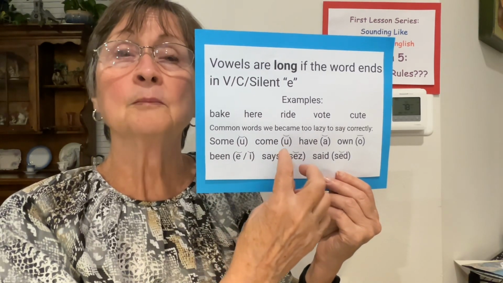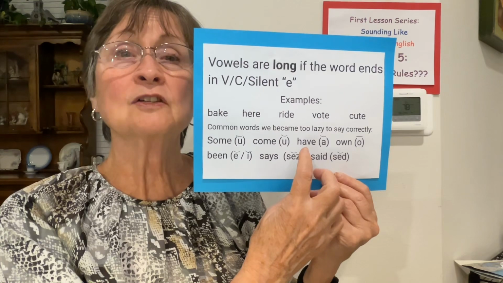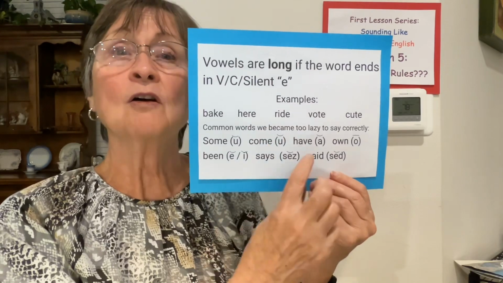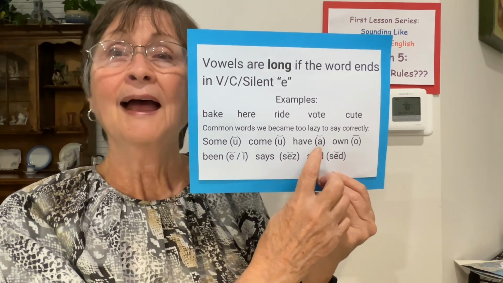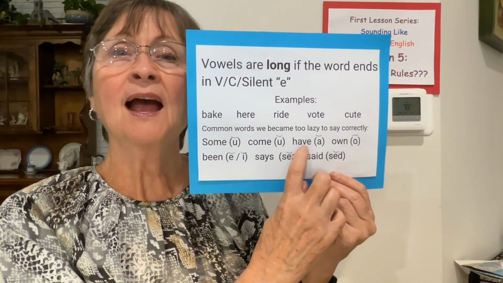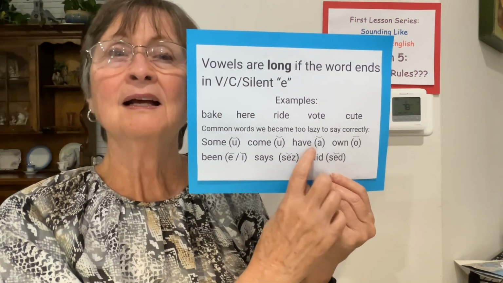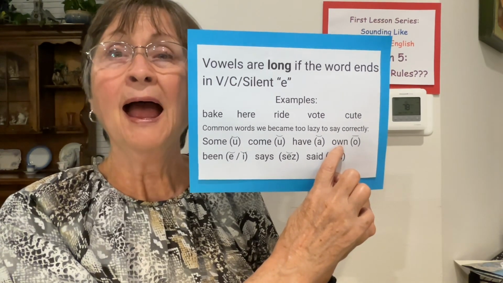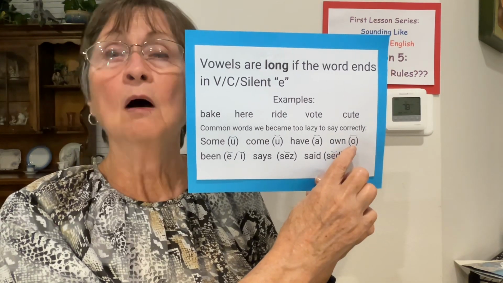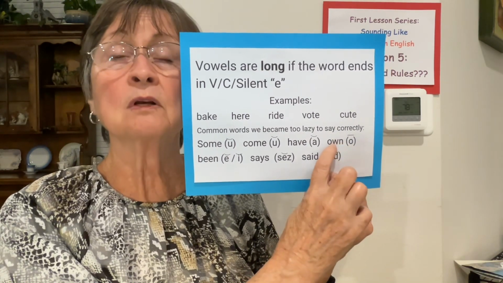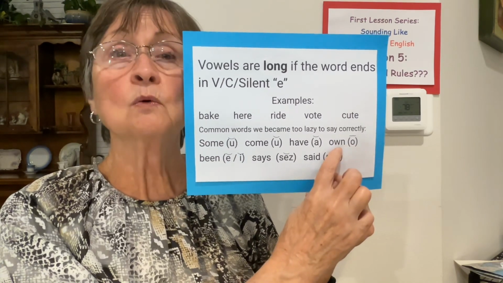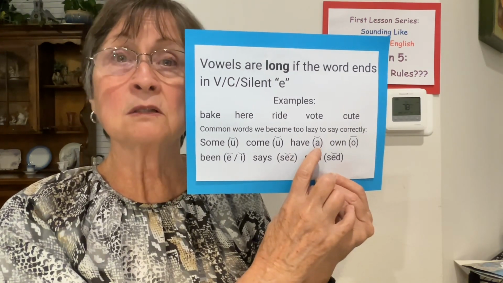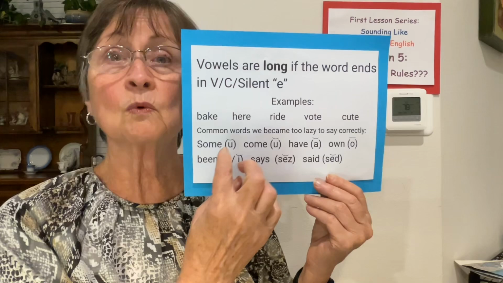Some, come. With the word have, it's such a common word. Why don't we say it with a long A? Have is a little bit harder to say than the short A, so we say "have" with a short A. And then this one should be, because it's an OW, long O. We just say "own." It's a word we use so much, we just made it easier.